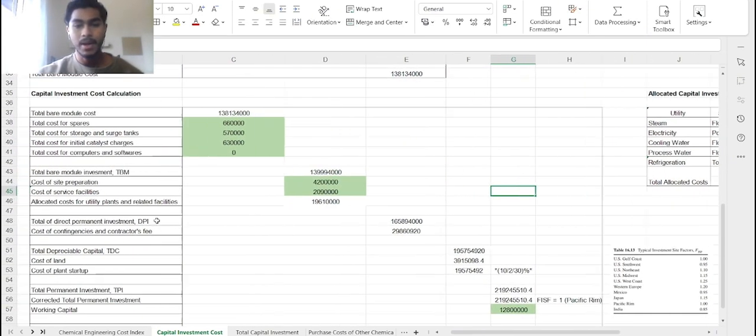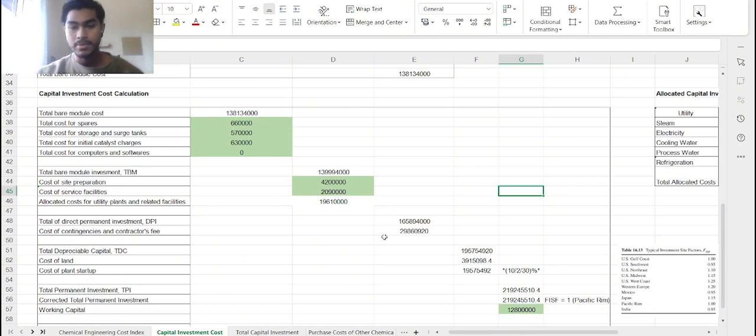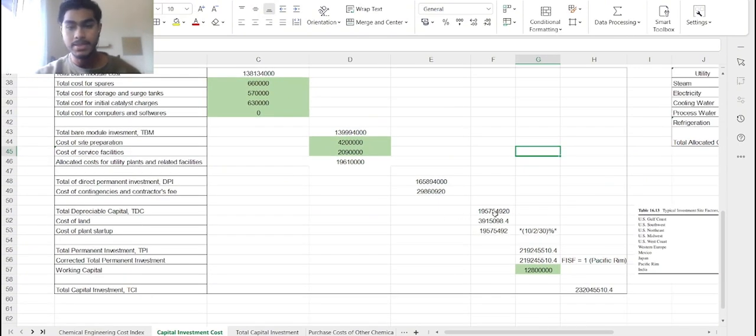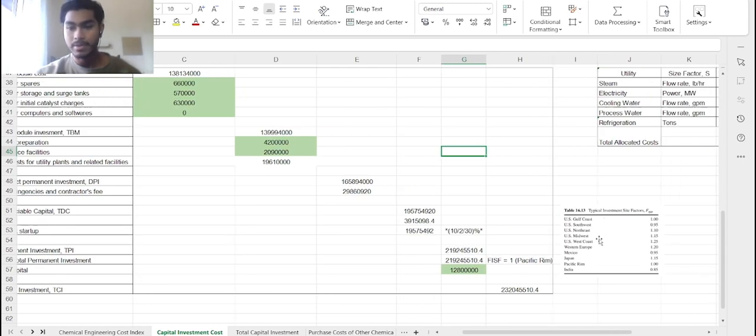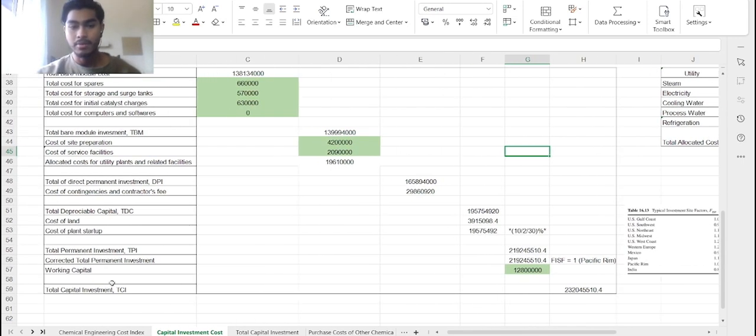Now we obtain the DPI, and multiplying 18% of the DPI will give us the contingency and contractor's fee. And now we obtain the TDC. The cost of land is estimated at 2% of the TDC, while the cost of plant startup is estimated at 10, 20, or 30% of the TDC, depending on the level of process or equipment. Now we obtain the total permanent investment, TPI, and multiplying by a site factor depending on the location of the plant will give us a corrected TPI. And the addition of a self-input working capital will finally give us the total capital investment, TCI.